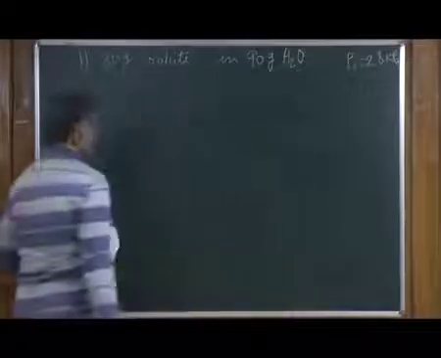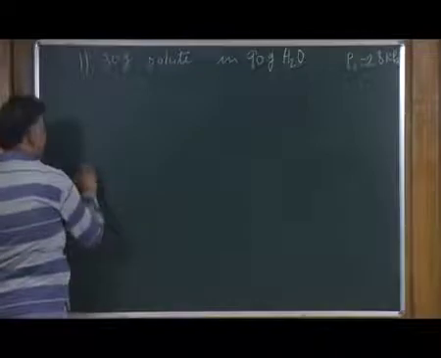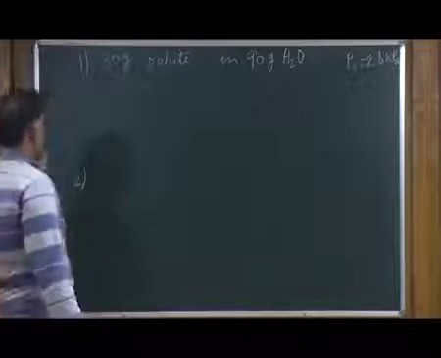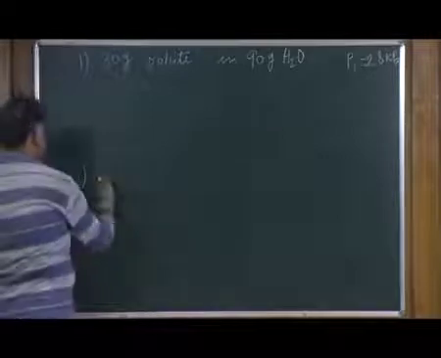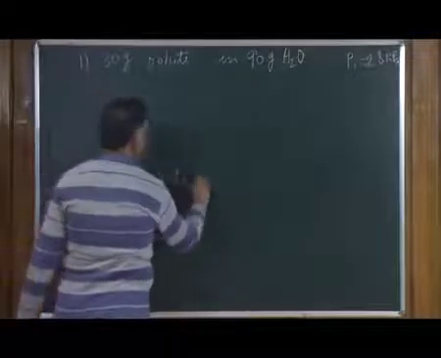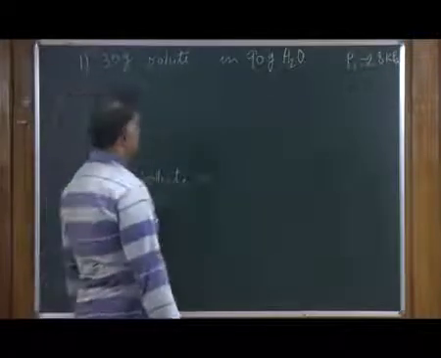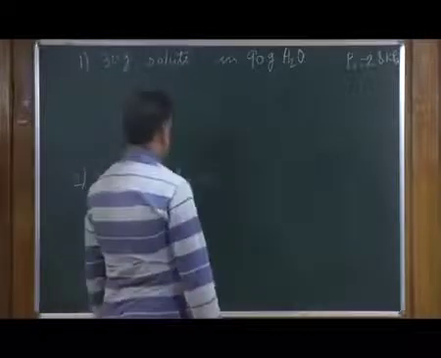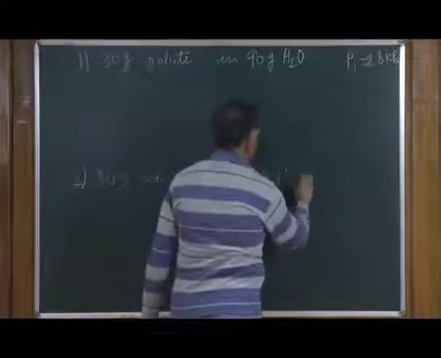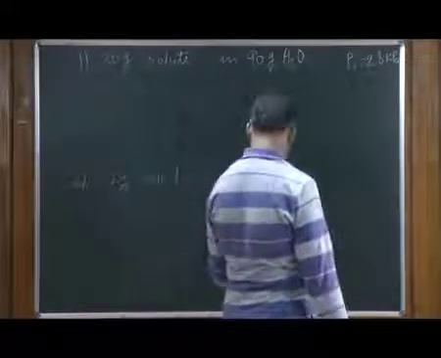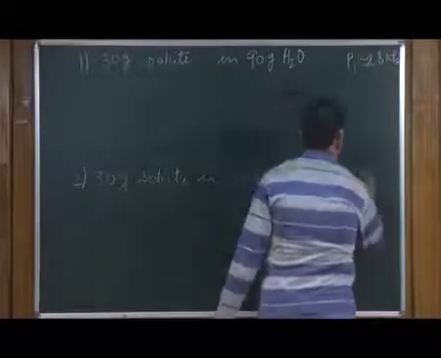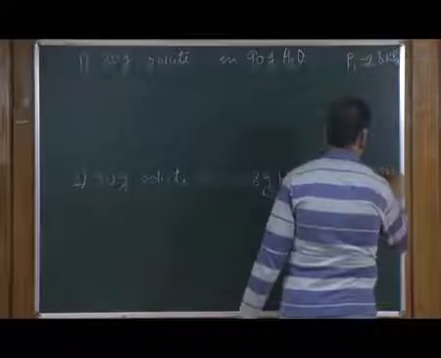And we have the second solution. The second solution is just prepared by adding 18 gram of water in this solution. So, the amount of solute remains same. This is still 30 gram of solute in, now we have added 18 gram of water. So, amount of water becomes 108 gram water, and the resultant solution has a vapor pressure of 2.9 kilopascal.